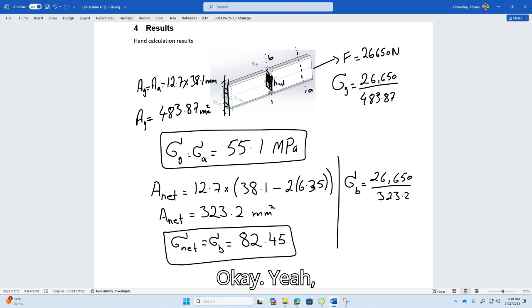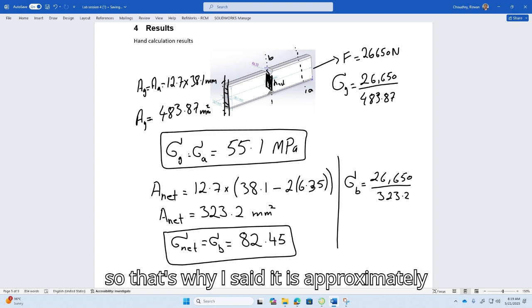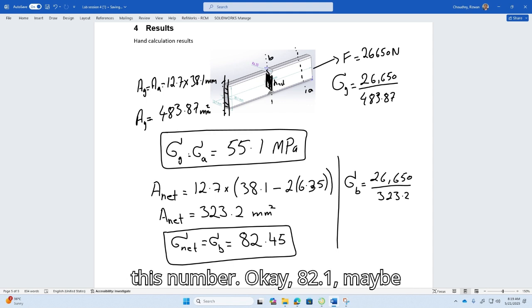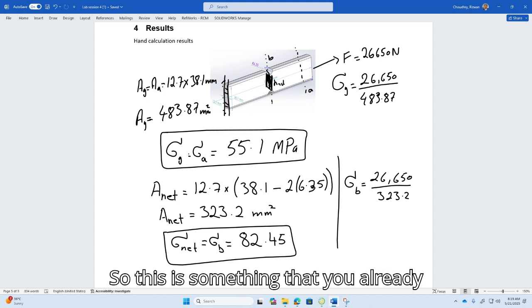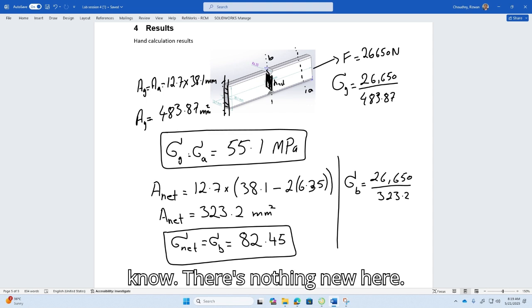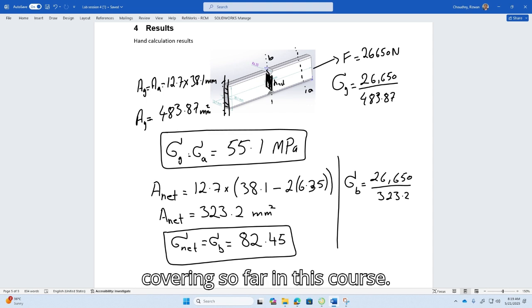Okay? Just decimal points is different in my calculator. I get 322.6 and then final. Yeah, I know. There is a bit of round off there, so that's why I said it is approximately this number. Okay, 82.1, maybe 82.4. So 82.6. Okay, doesn't matter, right? So let's move on. So this is something that you already know. There's nothing new here. I'm just repeating what we have been covering so far in this course.